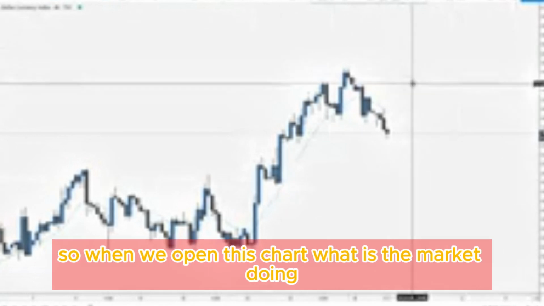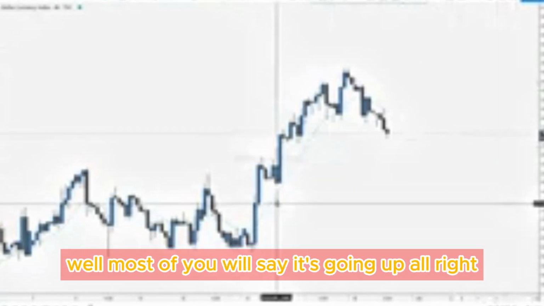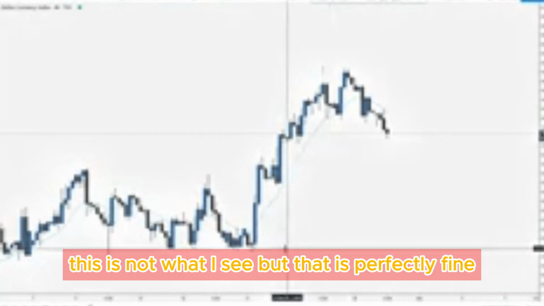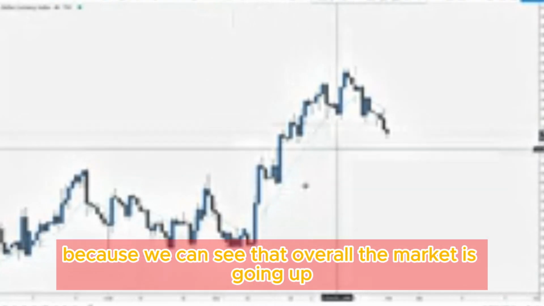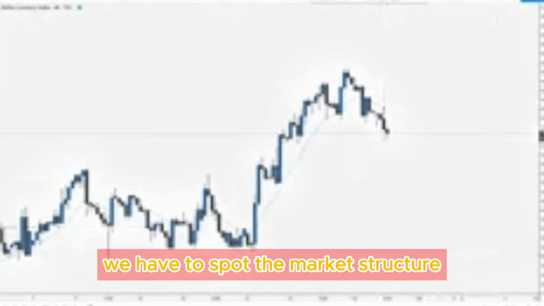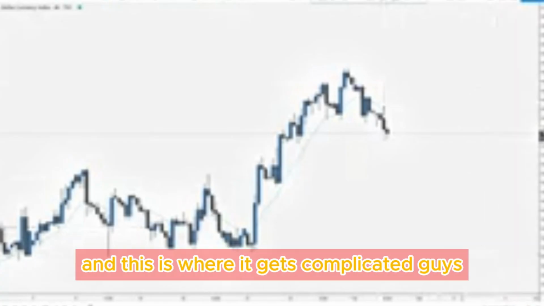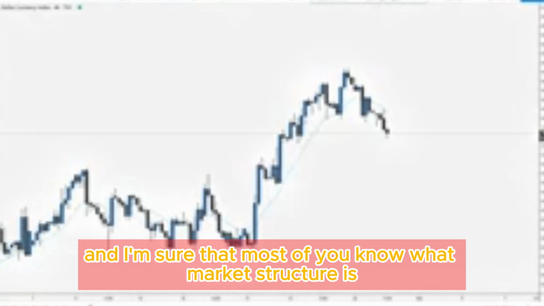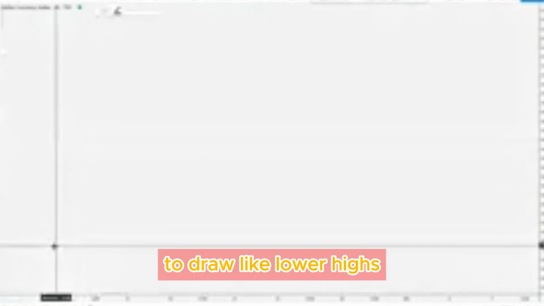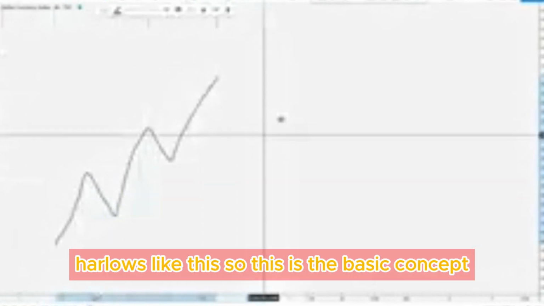So when we open this chart, what is the market doing? Well, most of you will say it's going up. This is not what I see, but that is perfectly fine, because overall we can see that the market is going up. Then, what do we have to spot? We have to spot the market structure, and this is where it gets complicated, guys. I'm sure that most of you know what market structure is, and I don't think we have to go back to the drawing board to draw lower highs and higher lows like this.